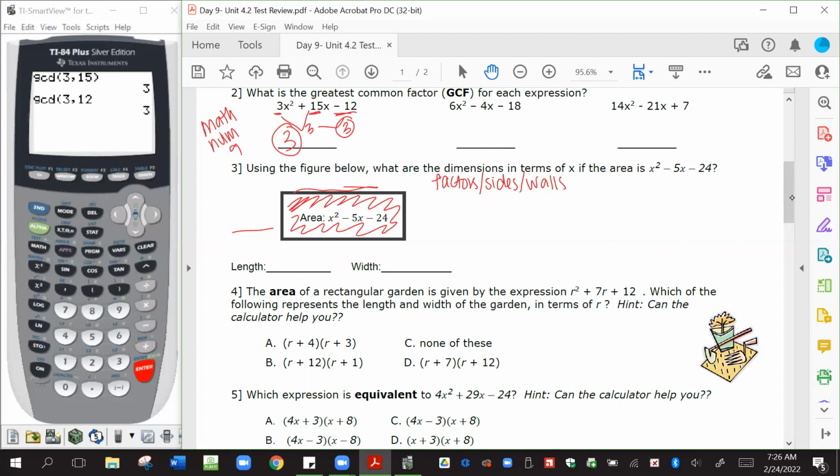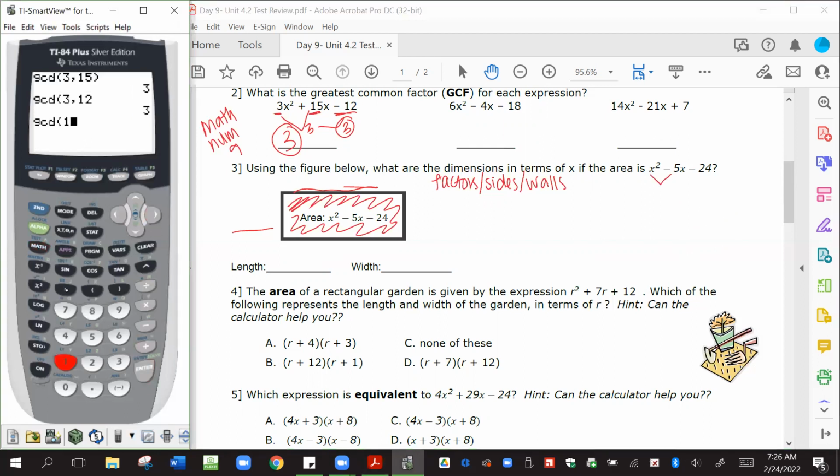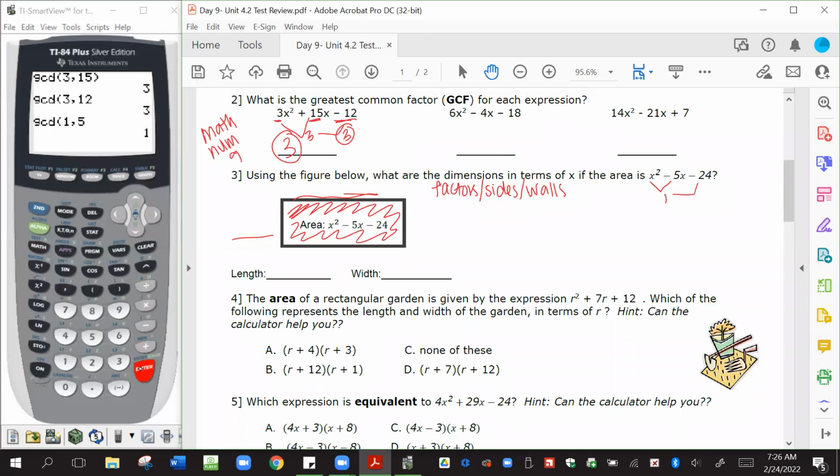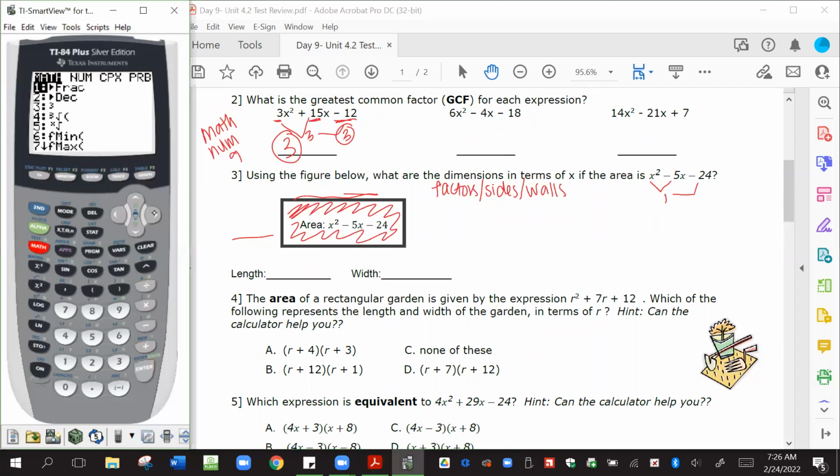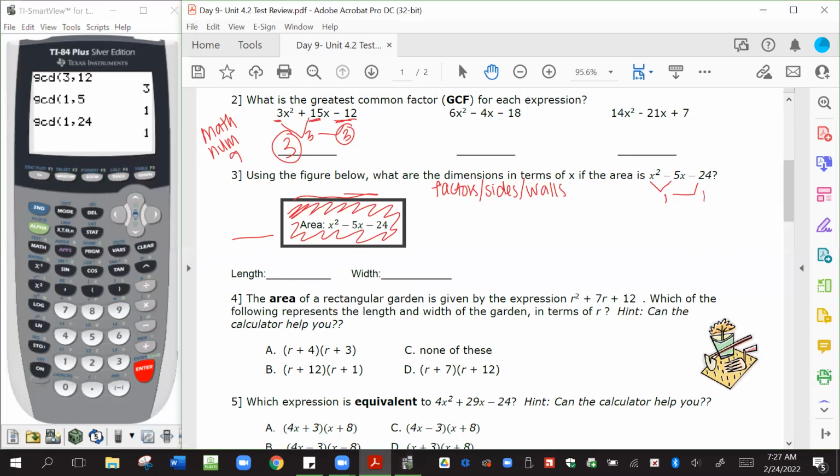So GCF of 1 and 5, math num 9, 1, 5 is a 1. And then 1 and 24, math and this does not take a lot of brain power or math power on this one, because it's just typing in my calculator like I would on my cell phone. So my GCF is 1, so I don't get to change anything. So now I have a square, x squared. I need to break the square apart. I want to know what the 2 sides of that square are.